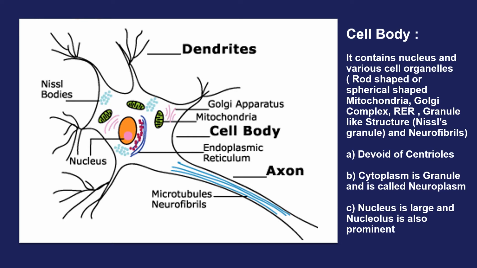And the most important thing is that the cell body is devoid of centrioles, which help in the division of the cell. And second one is the cytoplasm is granular, and the cytoplasm of the cell body is called neuroplasm. Nucleus is large, nucleolus is prominent.